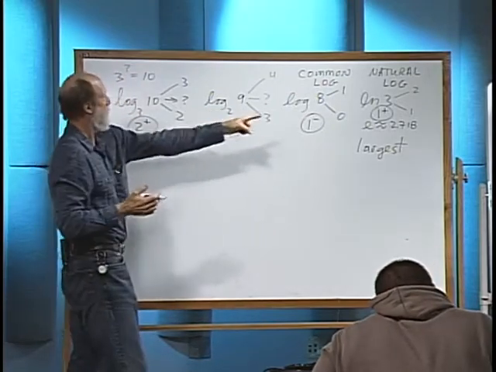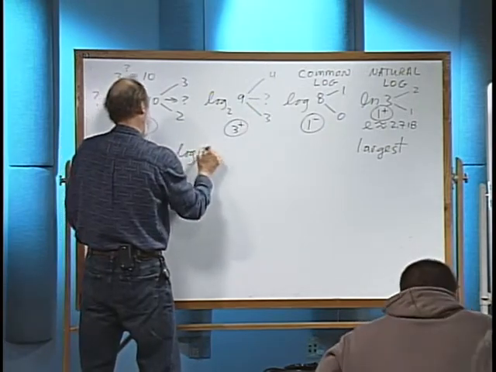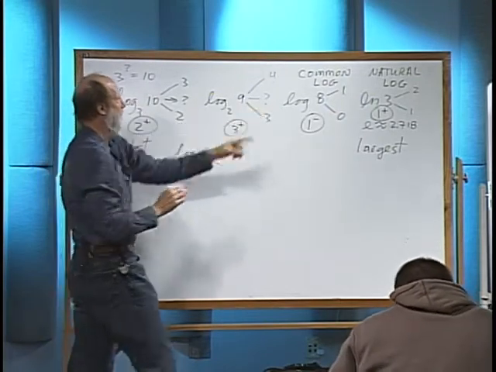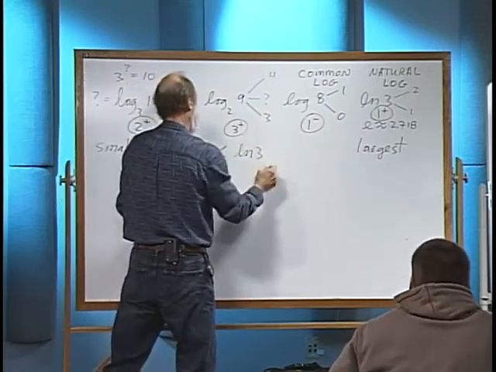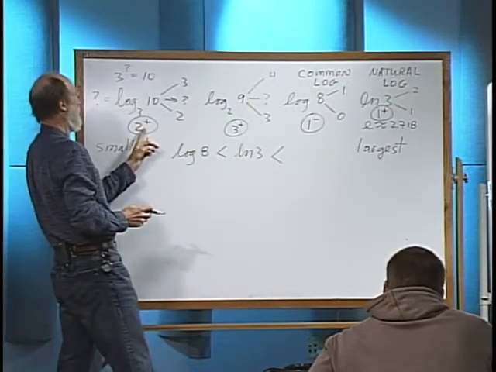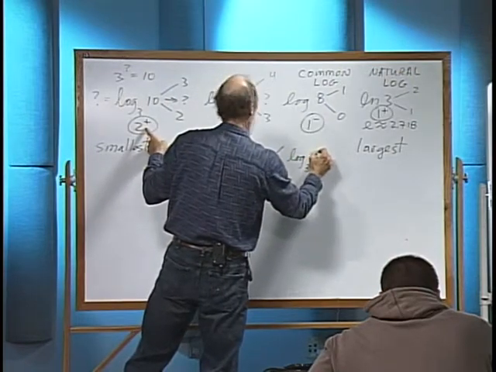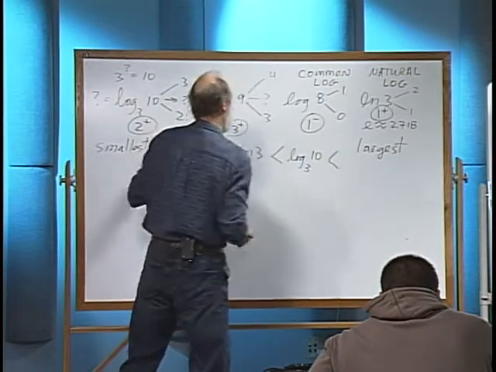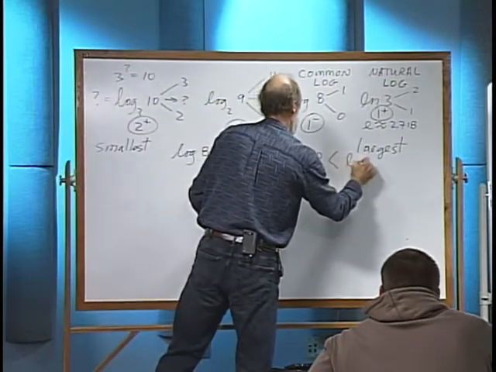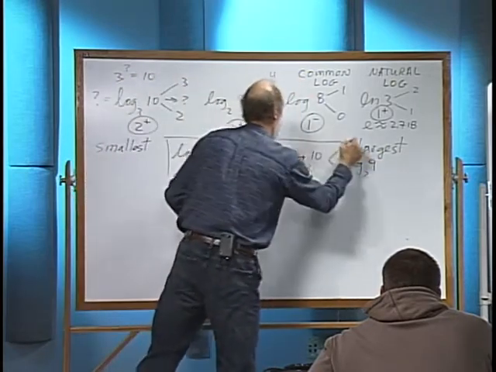The smallest one of the 4 you see is log of 8. Log of 8 is less than the next one, a number a little bigger than 1, the natural log of 3, which is then less than a number a little bigger than 2, this one, log base 3 of 10. And finally, the biggest one is log base 2 of 9. So there is your answer, smallest to largest as an inequality.